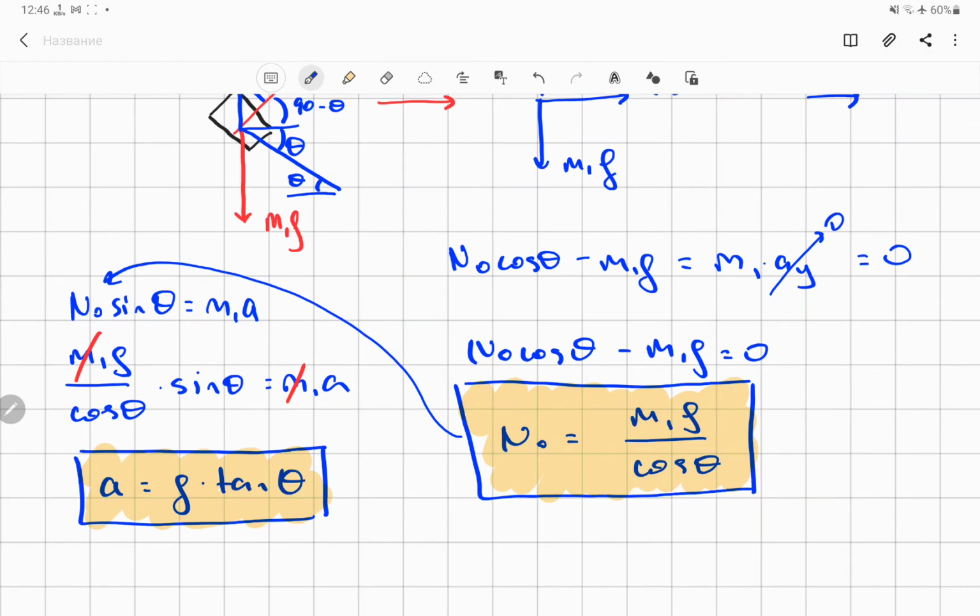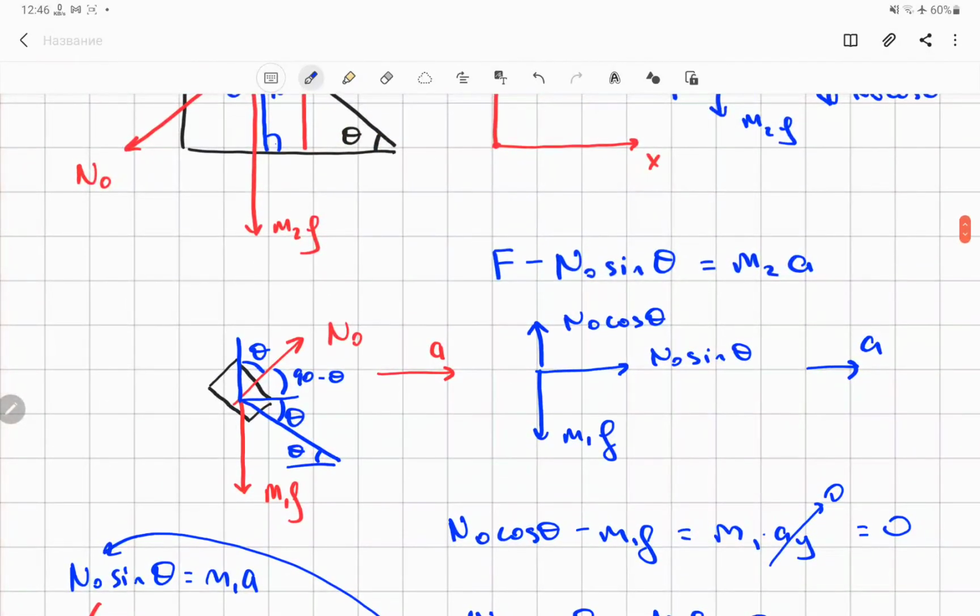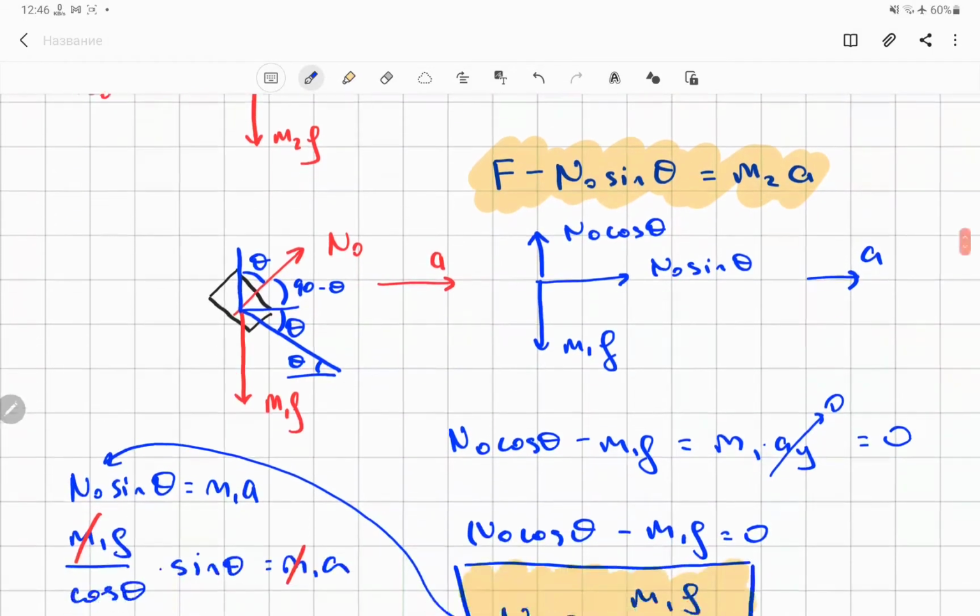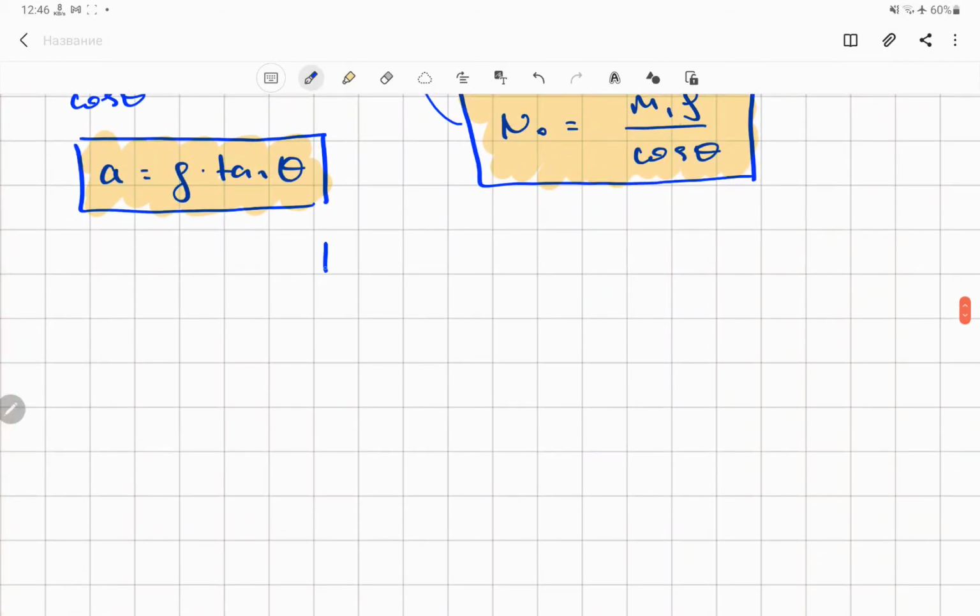Now we need to find force, so we need to come back to the first equation. As you see here, acceleration we already know, N0 we calculated, so we can easily find force. So let me rewrite the first equation here. Force minus N0 sine theta equal to M2A. So from here, force equal to N0 sine theta plus M2A.